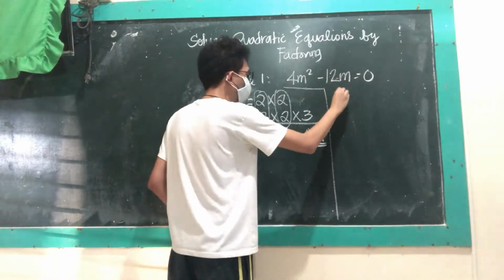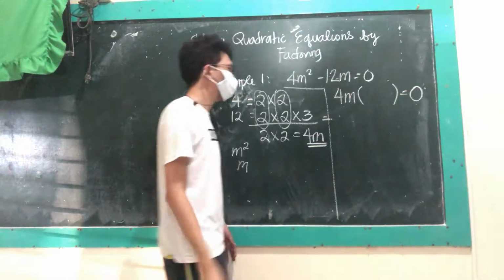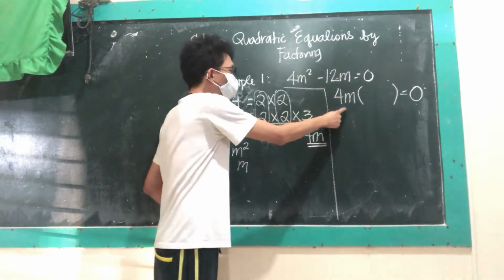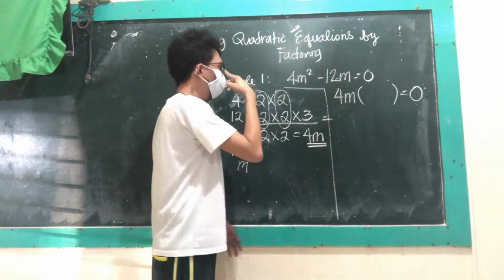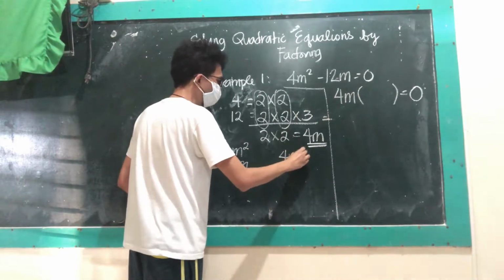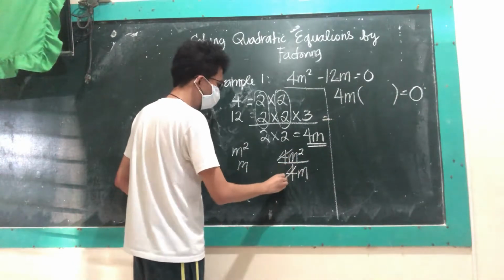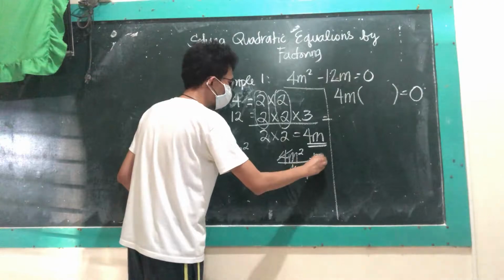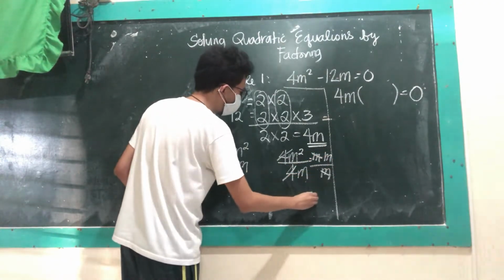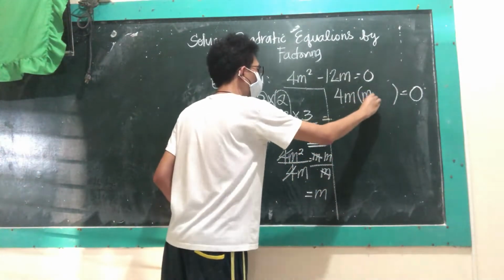So we have 4m. Then we will solve for the remaining terms inside the parentheses. How do we do that? We divide each term by the common factor. So we have 4m squared divided by 4m. We cancel 4 and we expand to m times m over m. We cancel it, so the remaining term is m. Therefore, on the first term, we have m.